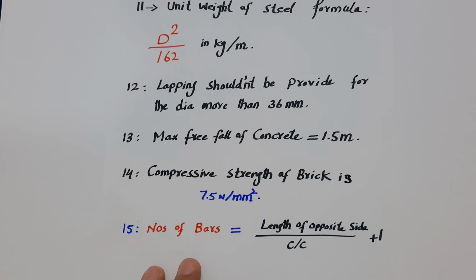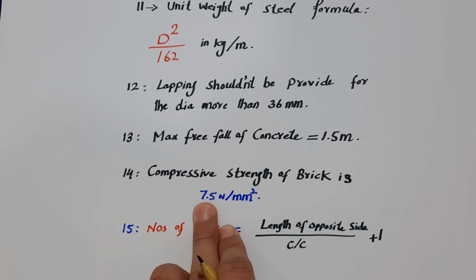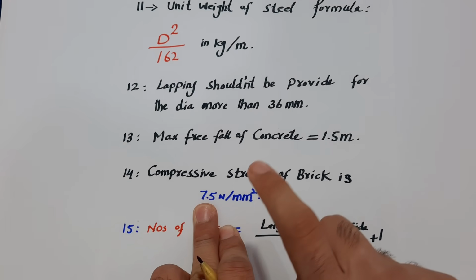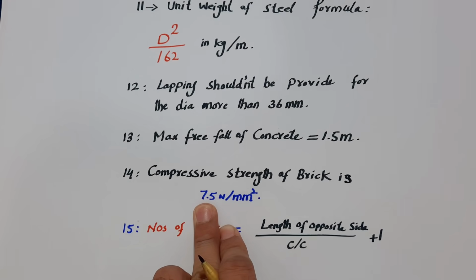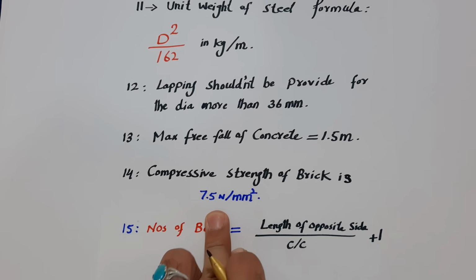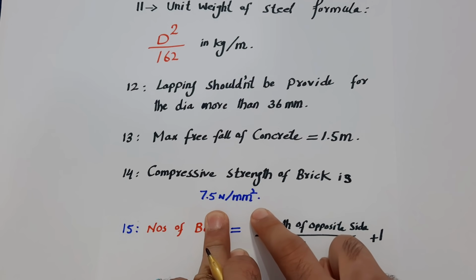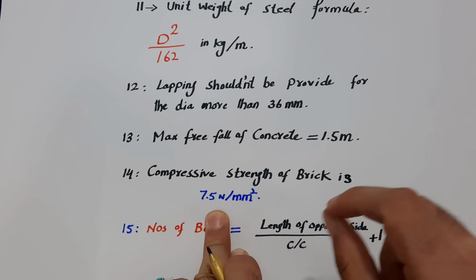Therefore, remember this point. The 14th one, guys, is compressive strength of brick, which is 7.5 Newton per mm square. It doesn't mean it should be exactly 7.5, but it should not be less than that. The compressive strength of the brick should not be less than 7.5 Newton per mm square generally.